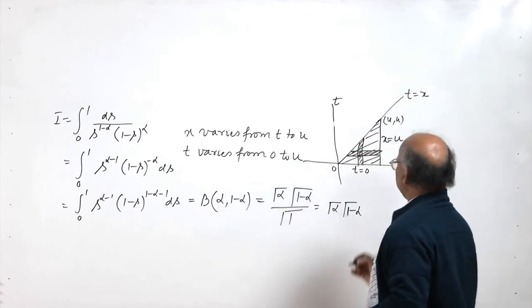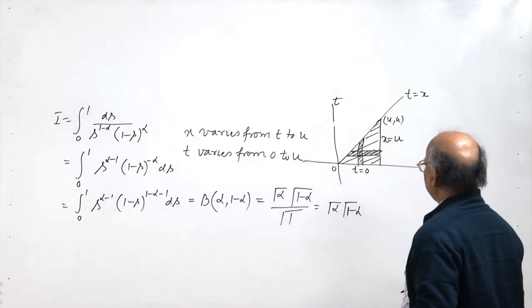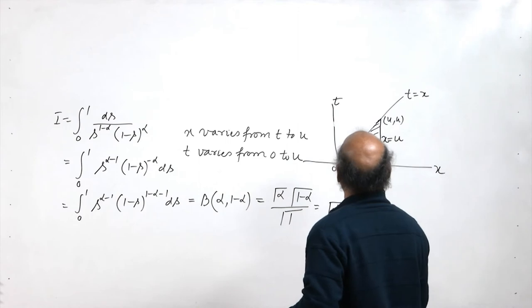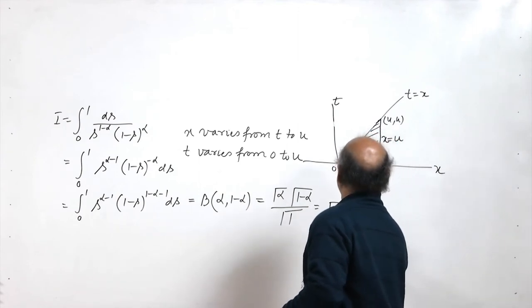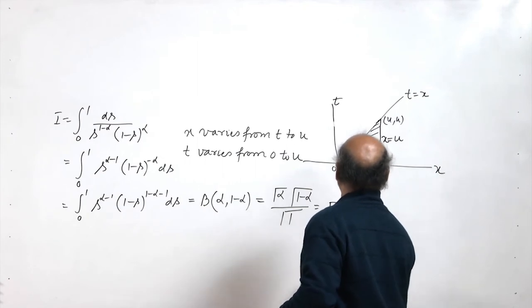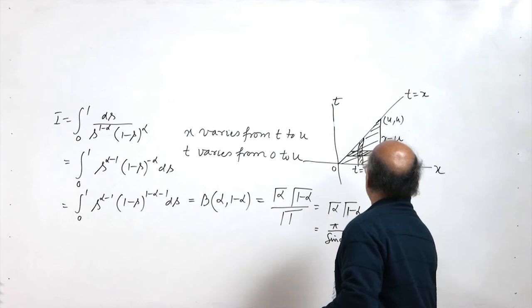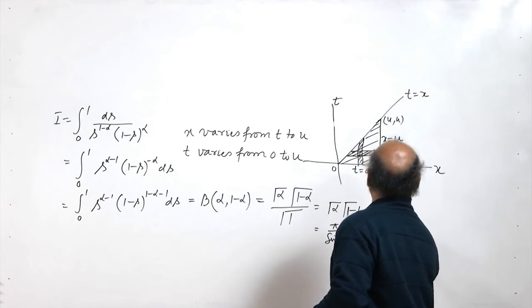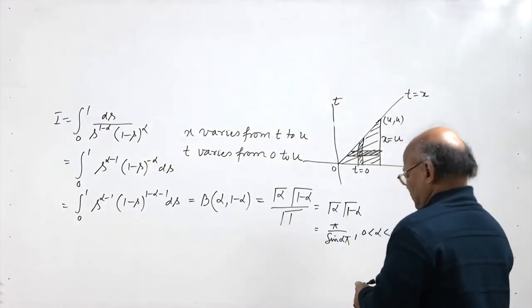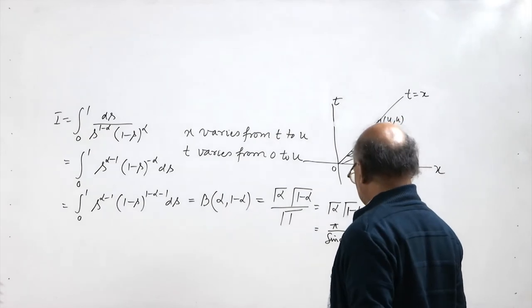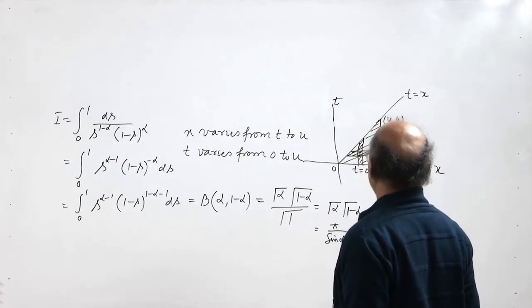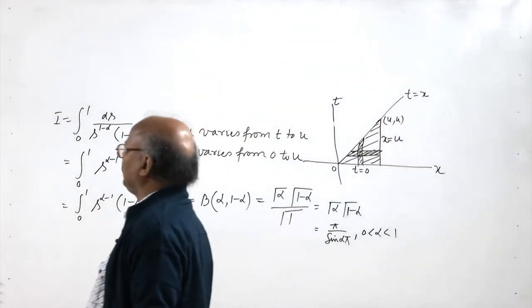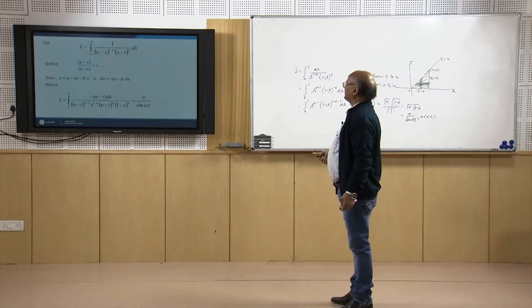Now, here we are given that 0 is less than alpha less than 1. So, when 0 is less than alpha less than 1, gamma alpha into gamma 1 minus alpha is pi over sin alpha pi. This is a well known result. So, let us use the result that gamma alpha, gamma 1 minus alpha is pi over sin alpha pi. That is how we get the value of I to be pi over sin alpha pi.